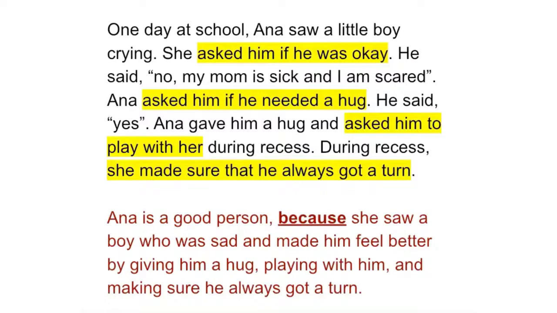Anna is a good person because she saw a boy who was sad and made him feel better by giving him a hug, playing with him, and making sure he always got a turn. So here you see that this person who gave an answer used the word because. They needed to explain why they thought Anna was a good person. So they used all of the clues that we highlighted above and put that into their answer.